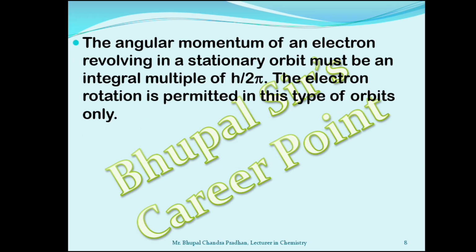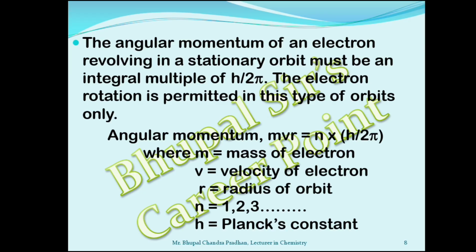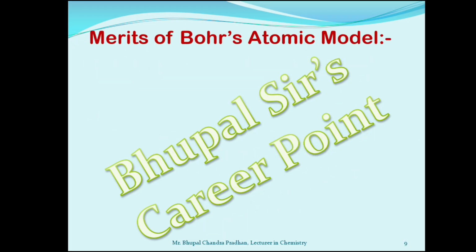The angular momentum of an electron revolving in a stationary orbit must be an integral multiple of h by 2 pi. The electron rotation is permitted in this type of orbit only. Angular momentum mvr is equal to n into h by 2 pi, where m is the mass of the electron, v is the velocity of the electron, r is the radius of the orbit, n is equal to 1, 2, 3, 4 and so on, and h is Planck's constant.